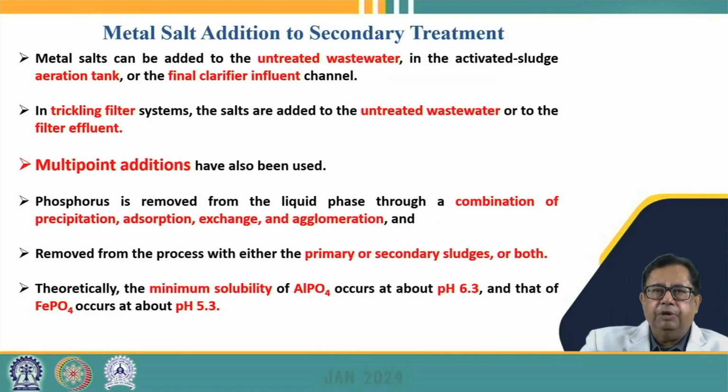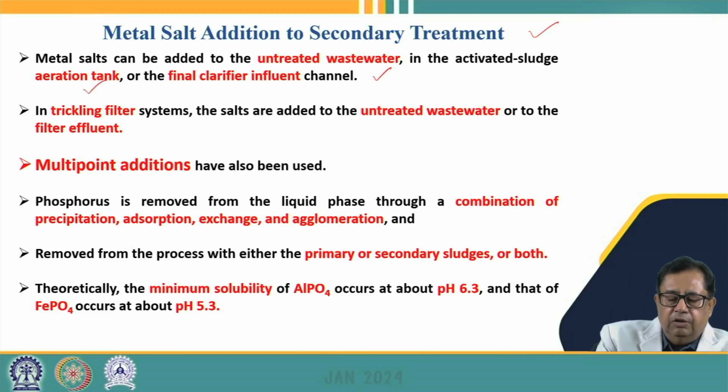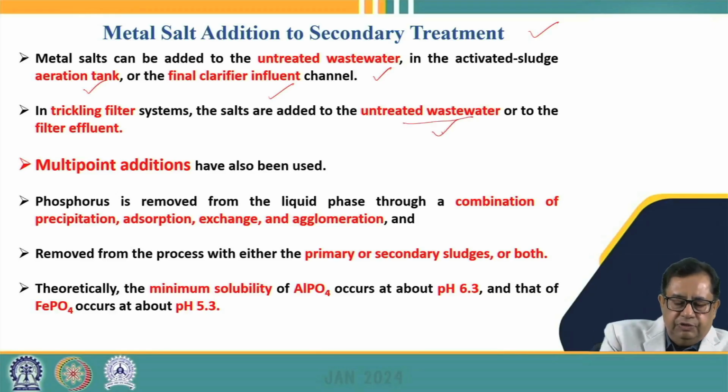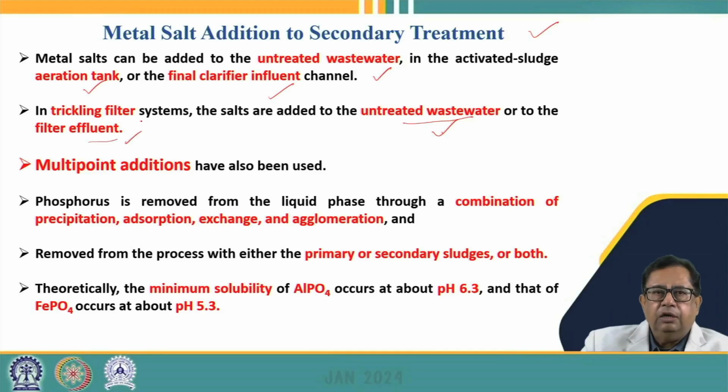So we can also add the metal salts during the secondary treatment processes. For example, we can add the chemicals to the wastewater coming out from the primary sedimentation tank. We can also add it to the aeration tank, or we can add it to the final clarifier influent channel, that is before the secondary sedimentation tank. When we are using trickling filters, in that case we may add these chemicals to the wastewater, as well as to the filter effluents. And we can also use multi-point additions, as we have discussed in the strategies for removal of phosphate.